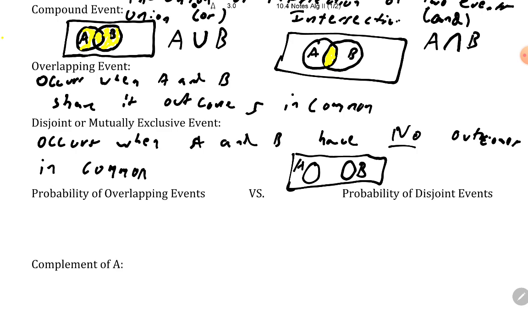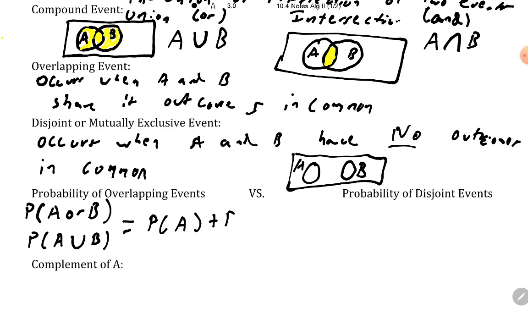Probability of overlapping events. The probability of A or B, which is the same thing as the probability of A union B, is equal to the probability of A plus the probability of B minus the probability of A and B.